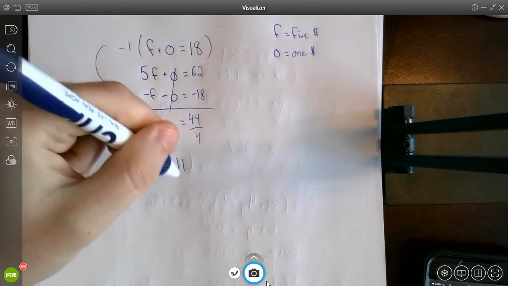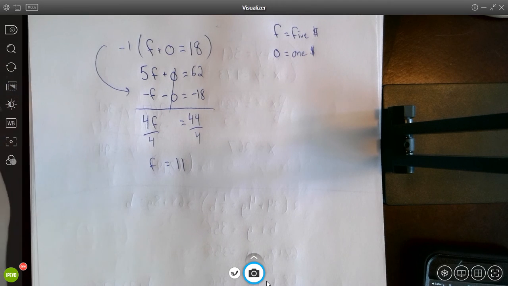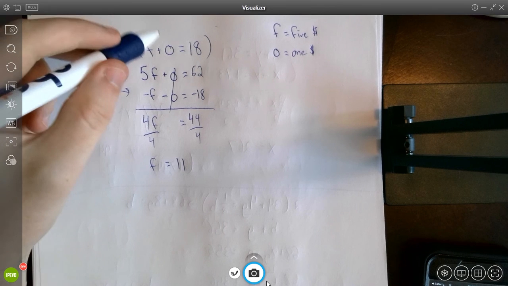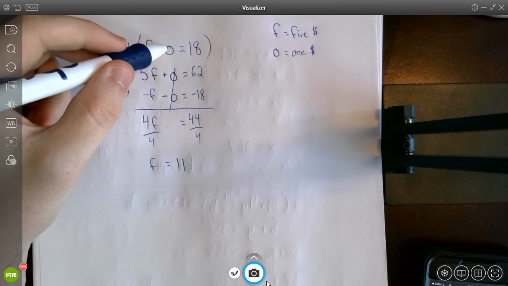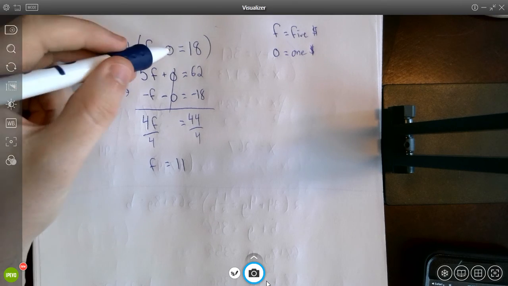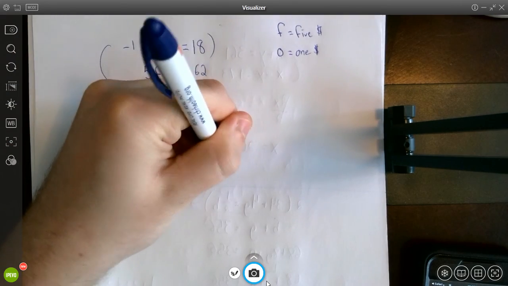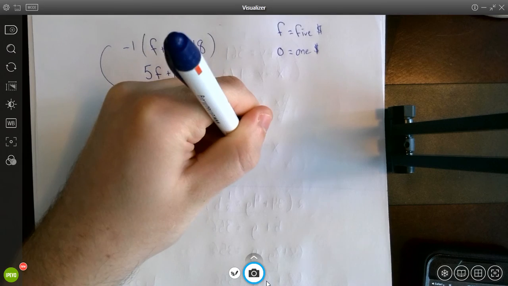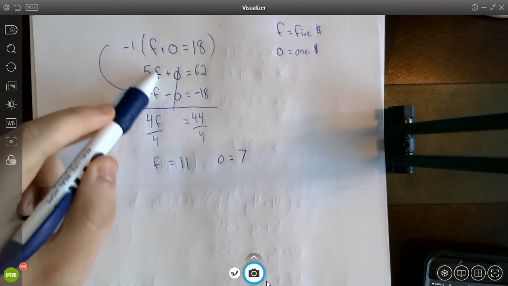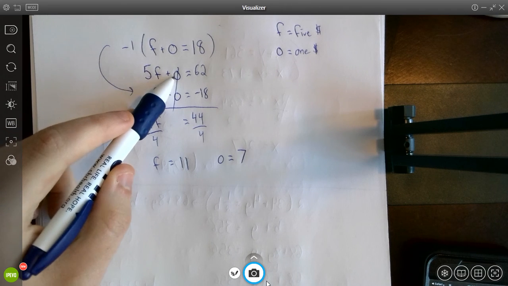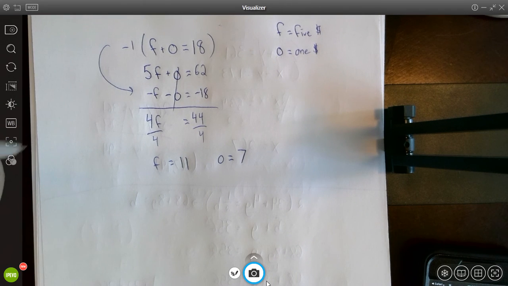So if there's 11 $5 bills, how many $1 bills are there? Well, we know that if F is 11, then O has to equal 7 because 11 plus 7 is 18. So for our $1 bills, there's 7. We can even test that out here. 11 times 5 is 55. 55 plus 7 does get us to 62 there.